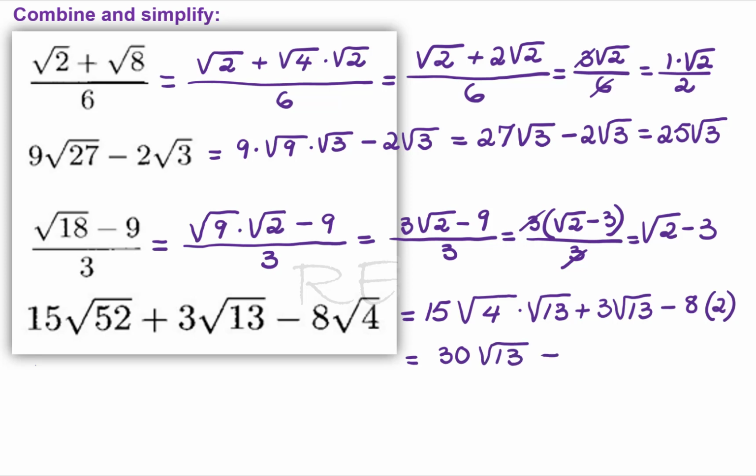30 square root of 13 plus 3 square root of 13, minus 8 times 2, which is 16. Minus 16. 30 plus 3 is 33. The answer is 33 square root of 13 minus 16.